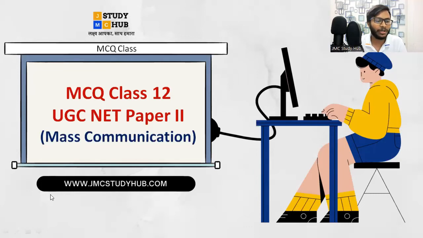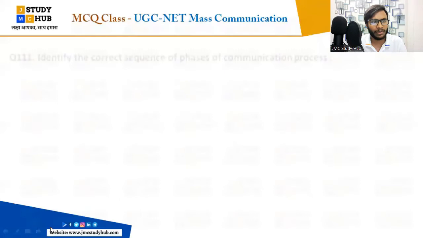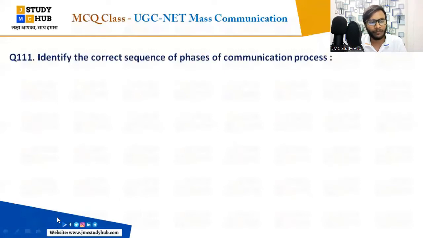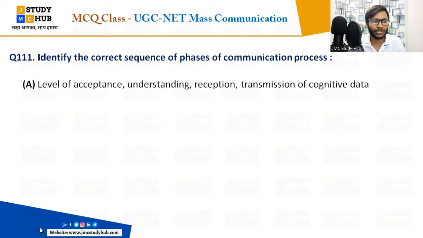Here we are having the questions. We will start from question number 111. Identify the correct sequence of phases of the communication process. It is a very important question, and it has already been asked in the 2014 paper 2. So identify the correct sequence of the phases of the communication process. You might be aware of the phases of the communication process.